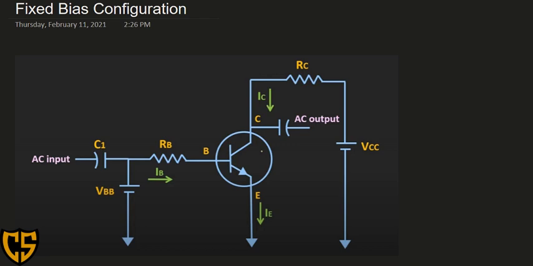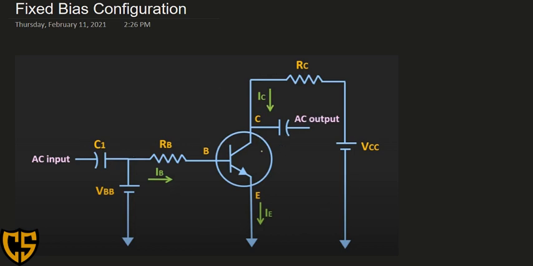So for the first biasing configuration, we will start this discussion with fixed bias configuration. This one is the circuit for your fixed bias configuration. Take note of this arrangement. You do not have a resistor in your emitter yet. So this is a fixed bias configuration.